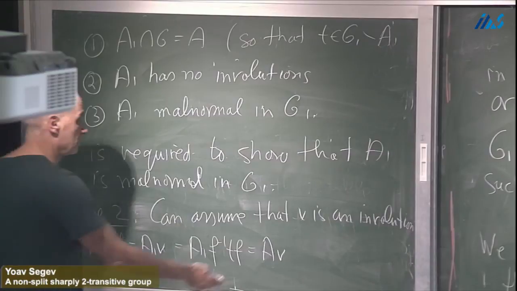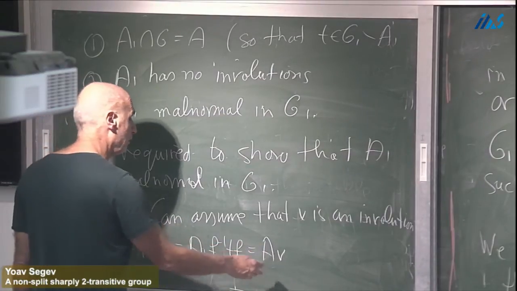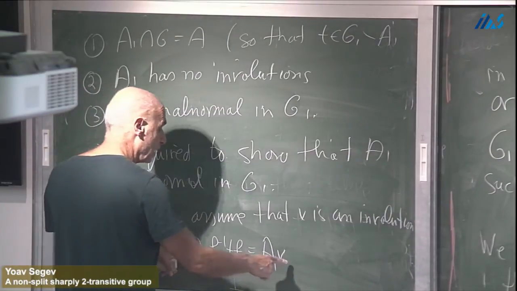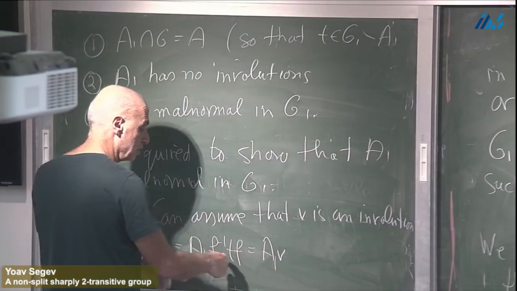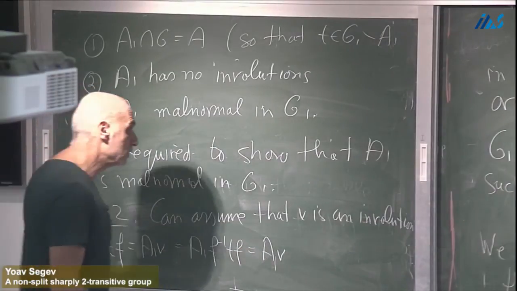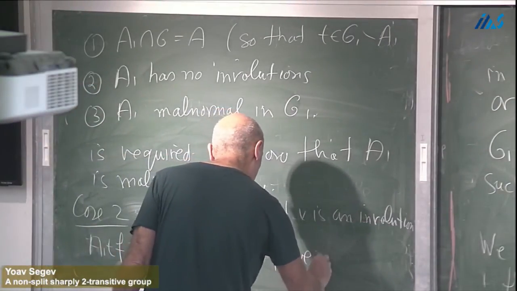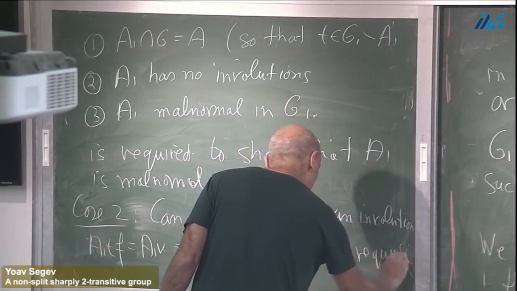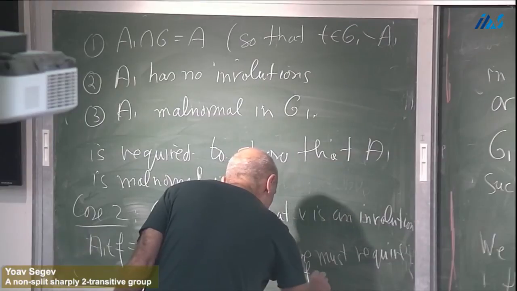Okay, and V is certainly not inside A. A1 will not have involutions. So I have a coset. I have two involutions. This is an involution, and this is an involution. I have two involutions in the coset of A1. So we must require that the conjugate of T by F is V.